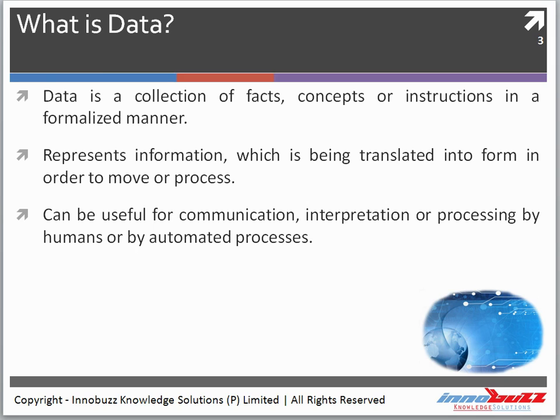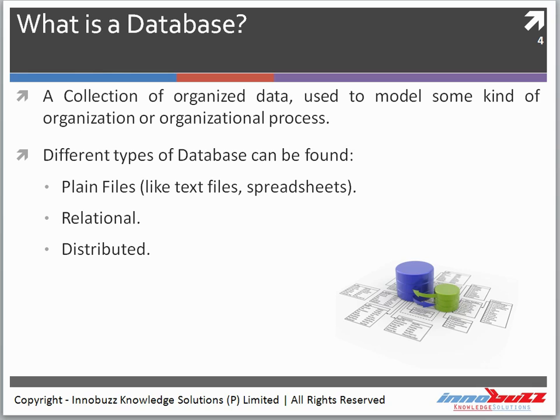What is a database? A database is a collection of organized data used to model an organization or even a process. Different types of databases can be found, like text files and spreadsheets, which are the most basic kind but with more troubles. Also, we have relational databases, which provide more benefits, and also distributed databases for larger systems.